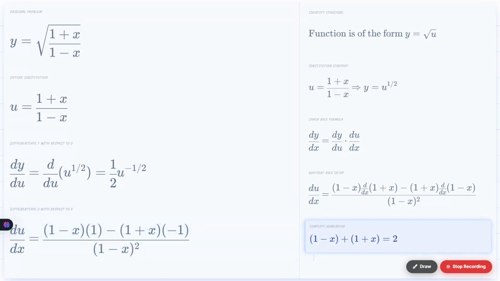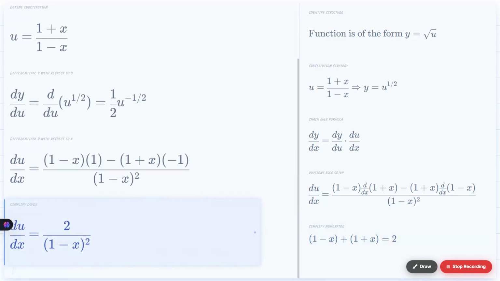We simplify the top part of our fraction by calculating 1 minus x plus 1 plus x. We do this to make the expression smaller. Adding these terms together gives us 2. We write du divided by dx as 2 divided by (1 minus x) squared. We do this to finish finding the second part of our chain rule. This is the result after we simplify the fraction.